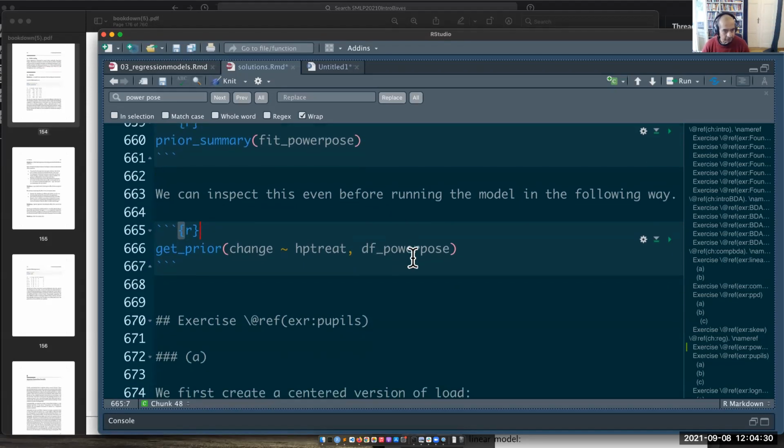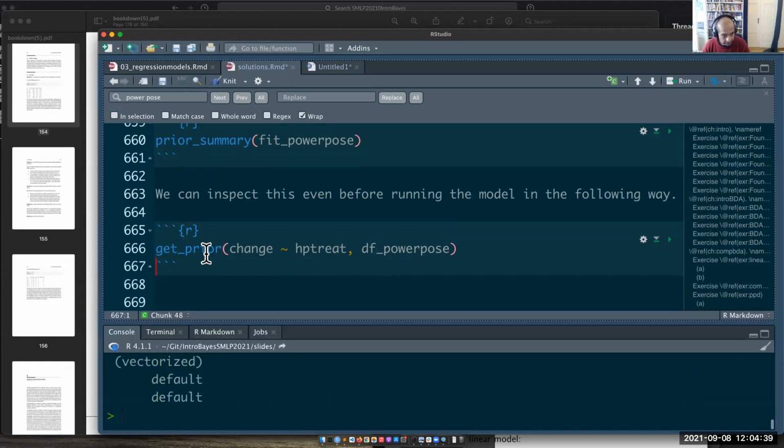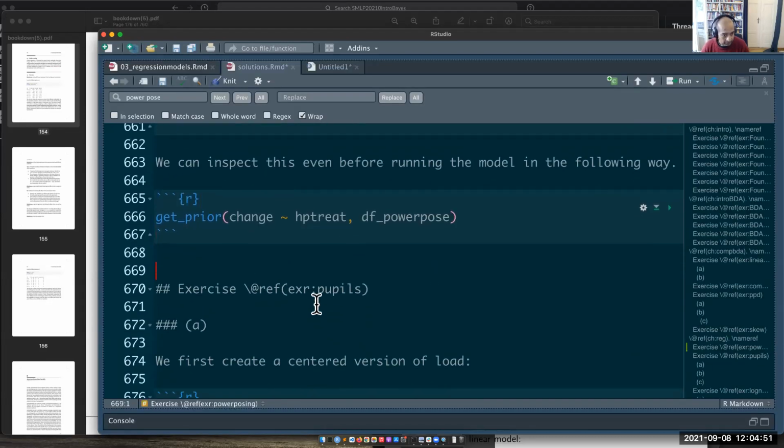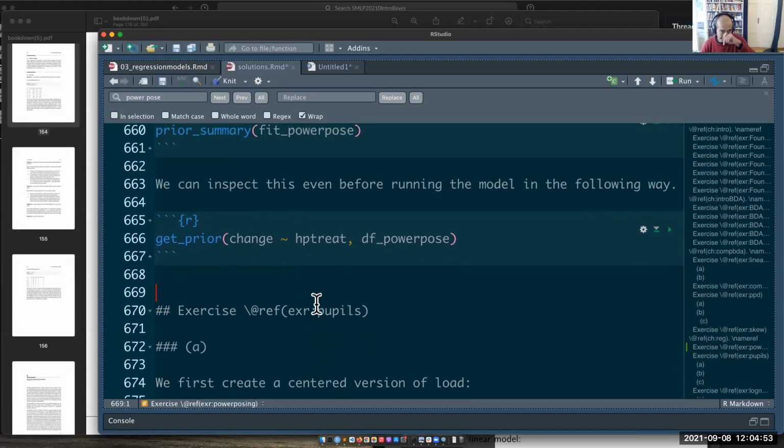So you can also extract the priors from this model by using this get prior command. Earlier we saw the prior summary. You can use the get prior command, and this shows you that these are the same priors again. So you don't get any new information here. It's just another way to display the priors that are set up, okay?